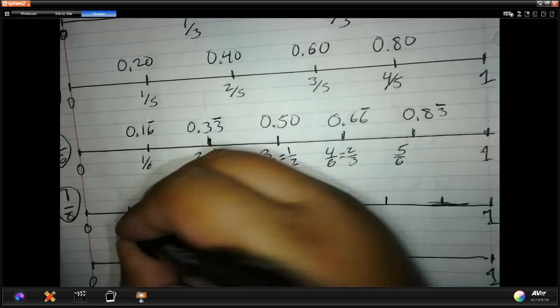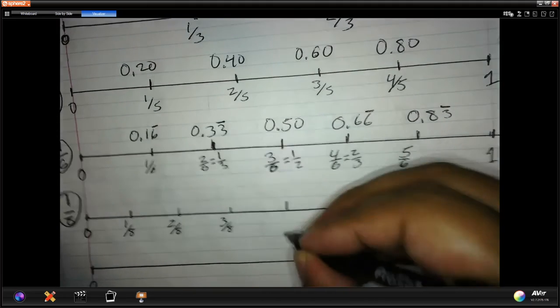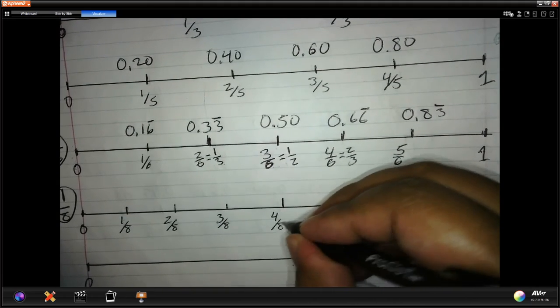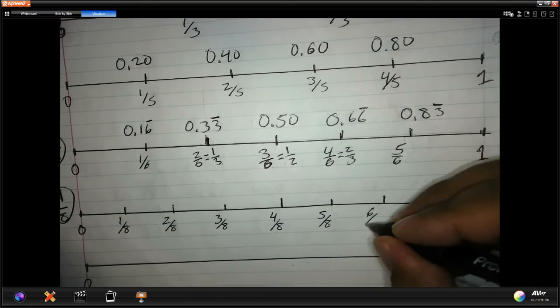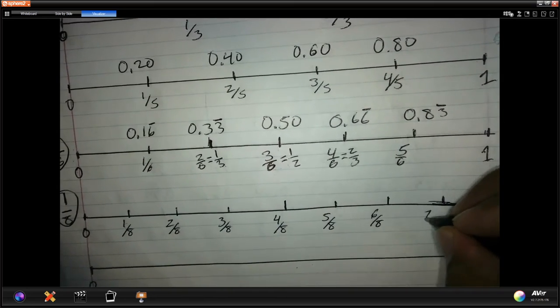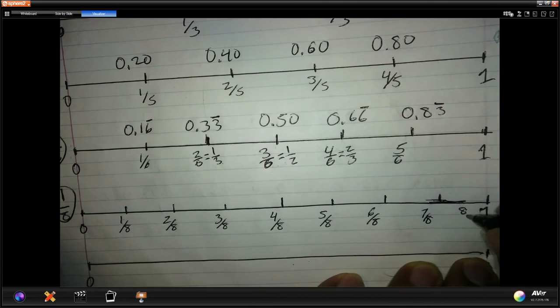1/8, 2/8, 3/8, 4/8, 5/8, 6/8, 7/8, and then 8/8 equals 1.